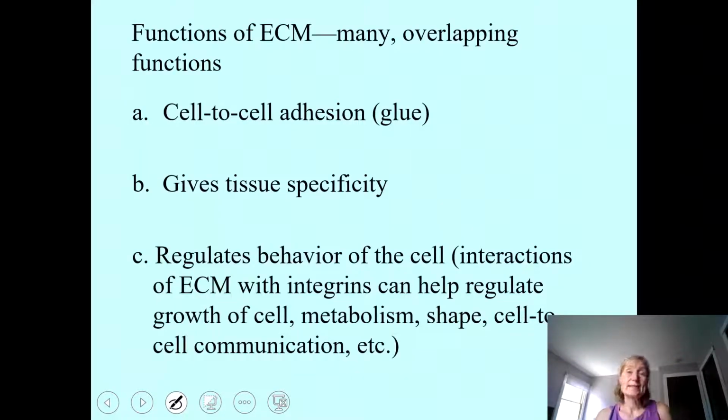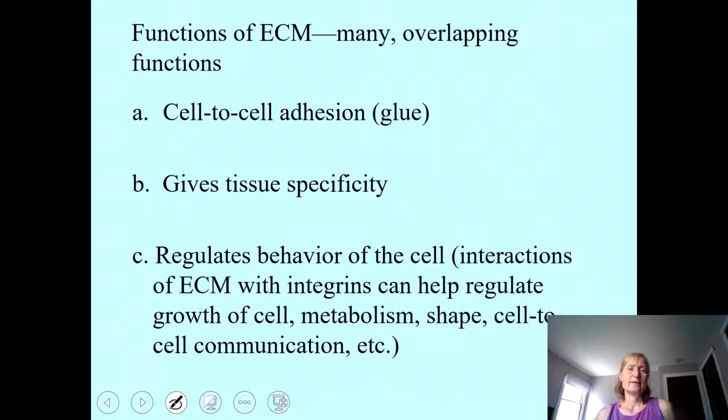Okay, so what does the ECM do? It seems to have many overlapping functions, and researchers are getting more and more excited about the extracellular matrix. It used to be people didn't really think much about it, but now it seems to have so many important functions that it's worth studying.